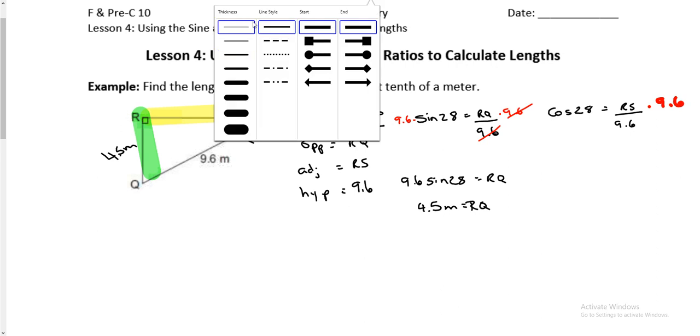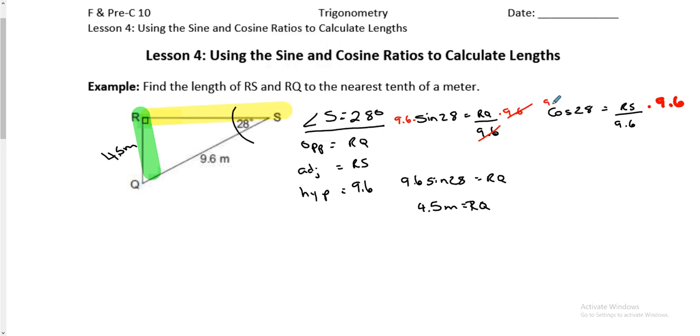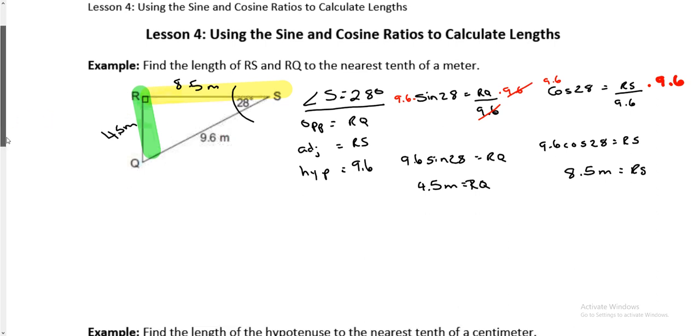It's back. The big chunky numbers are back. 9.6, which leaves us with, when we rewrite it, 9.6 cos 28 is equal to RS. Plug that into your calculator exactly as it looks. The only difference this time is that we're using cos, not sine, and we get 8.5 meters is equal to RS. And we write that down. And because we filled in both highlighted sides, we're done.